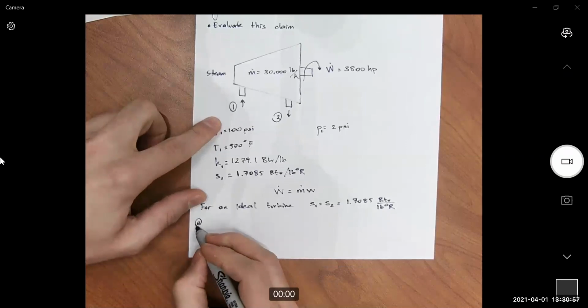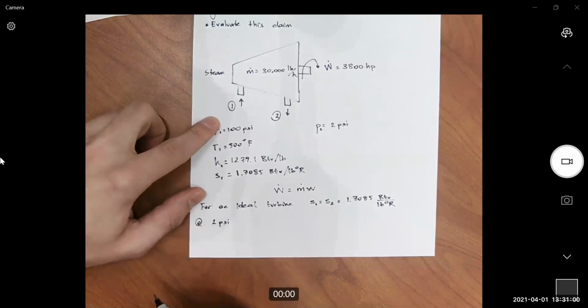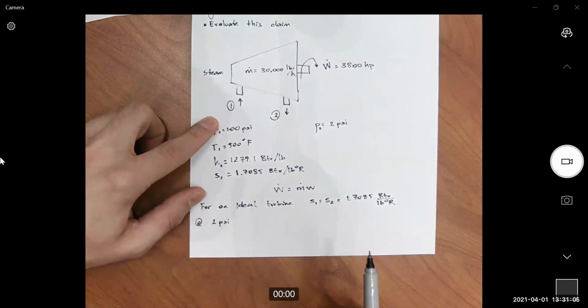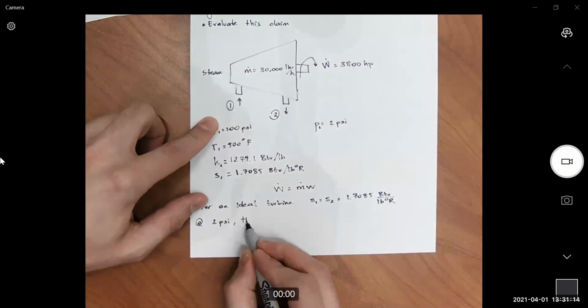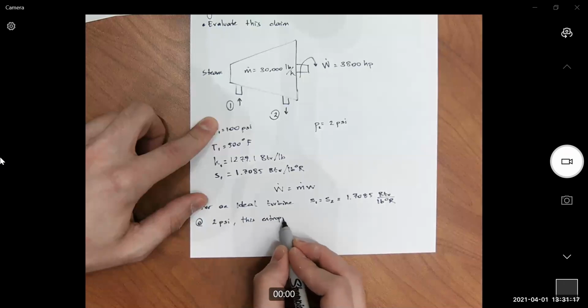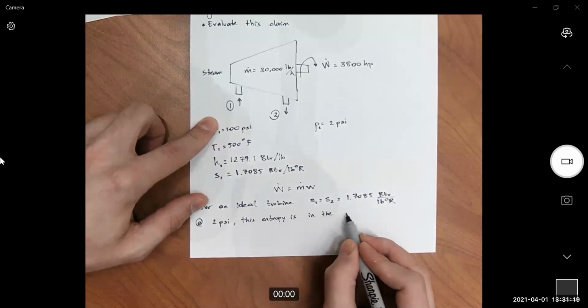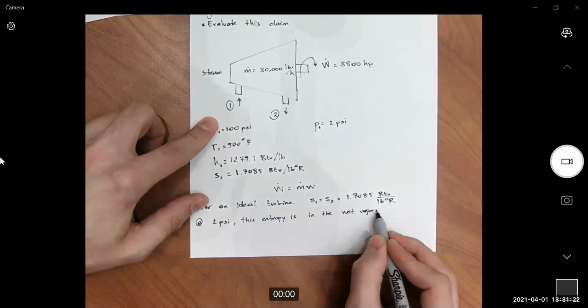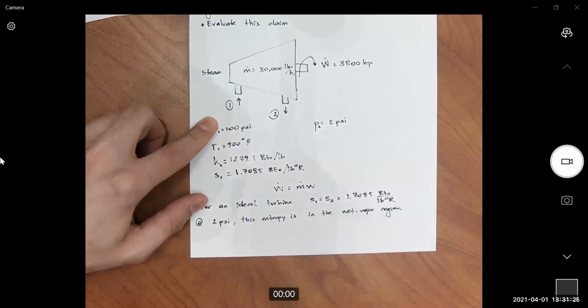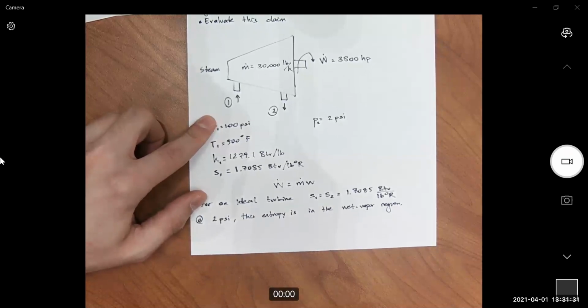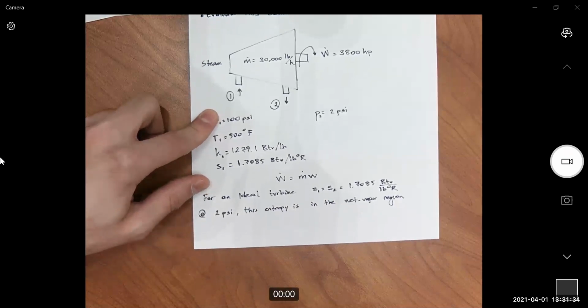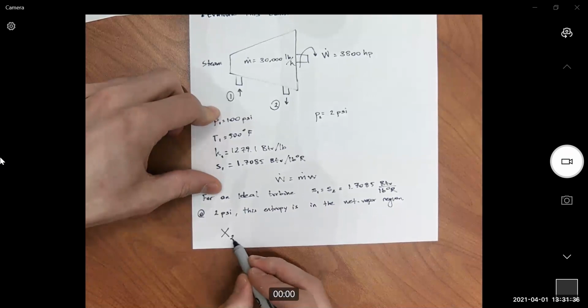So at 2 psi, which is the pressure at the exit, this entropy value 1.7085 is in the wet vapor region, meaning that it's under the saturation pressure. That means that I have a quality factor at the exit.